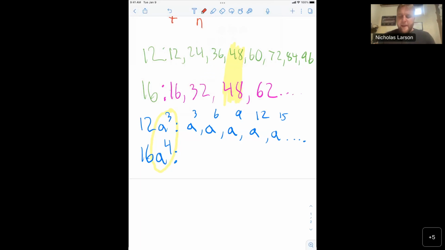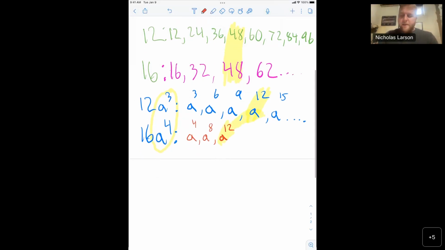I'm going to look at a to the 4th and say, okay, I've got a to the 4th. If I double that, a to the 8th. Again, if I add a to the 4th times 3, I get a to the 12th. Bing, bing, bing. Okay, we found that a to the 3rd and a to the 4th have an LCM of a to the 12th power.